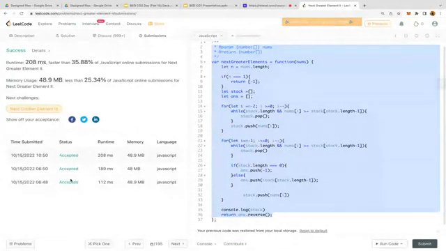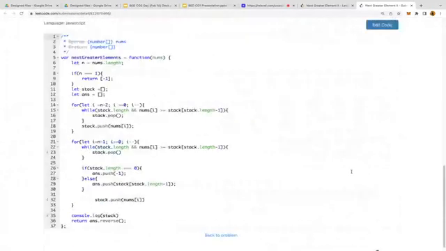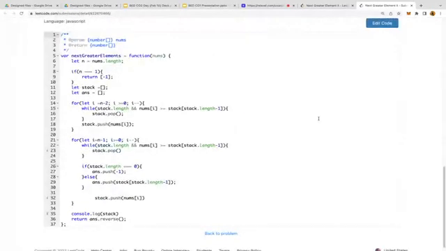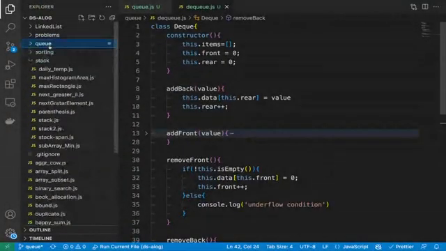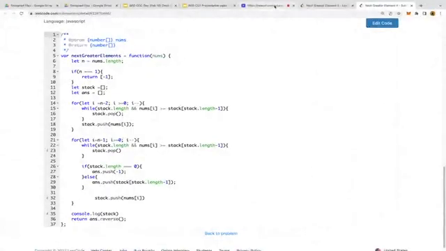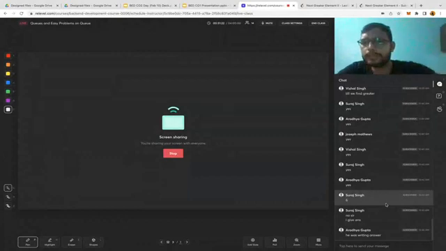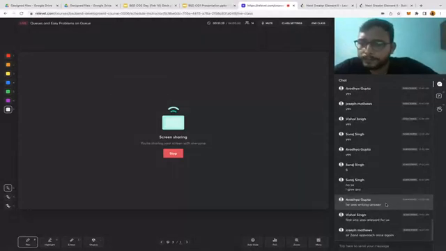I tried both scenarios, the mod one also. I think in the code repo I have both. Let me show you. In the code repo, if I go for next greater element 2... oh, actually I don't have the second one. Okay, I will write the second one for you guys in the same repo. But yeah, the first one is easy, I would suggest it to you guys. First one is relevant, it is just submitting and every answer is giving.